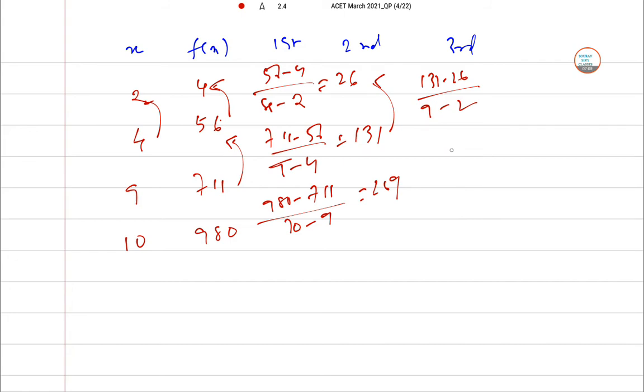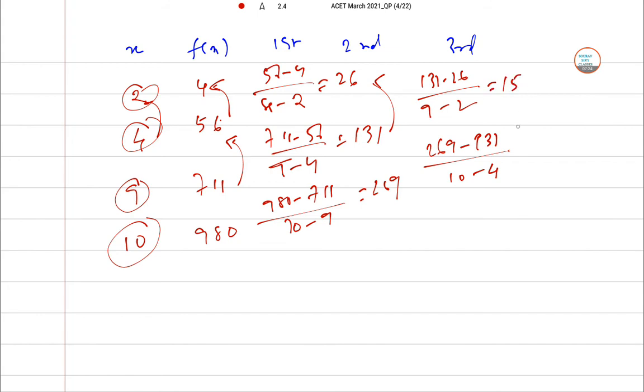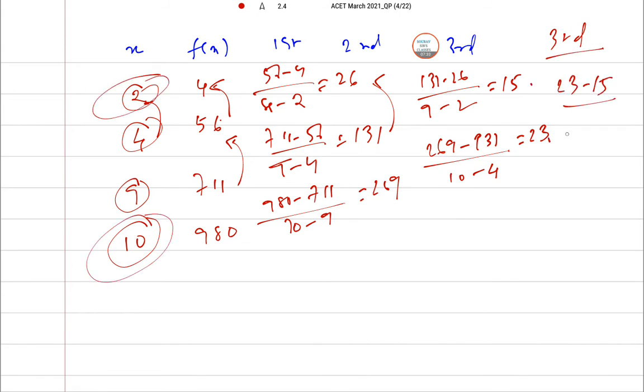Okay, this 9 and this 2, so the next one will be 10 and 4, so 269 minus 131. So after you go to the second level, so this will be the changes. So this is 15, this is 23. In the third order, 23 minus 15, and this is 10 minus 2. So 8 by 8, 1. Okay, so this is the basic structure.